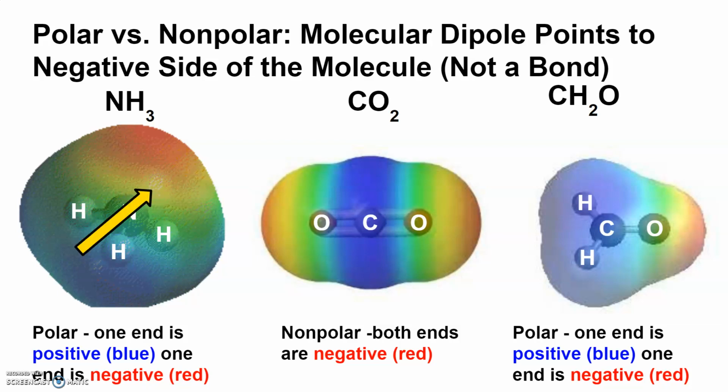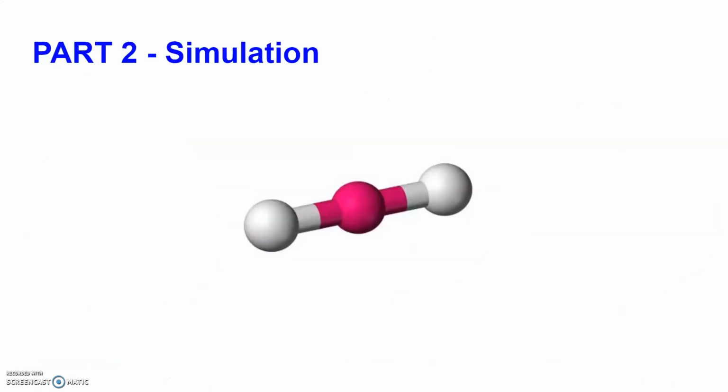CO2 is nonpolar, so it would not have a molecular dipole. CH2O, it would point towards which atom? Great, the oxygen, because that's where the negative side is.